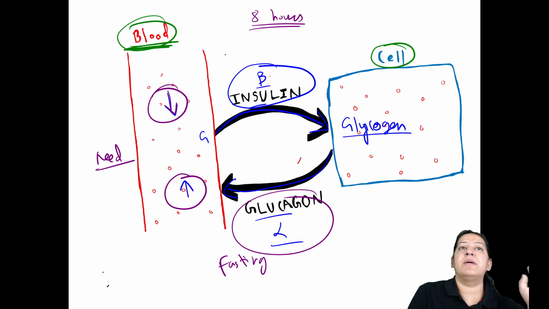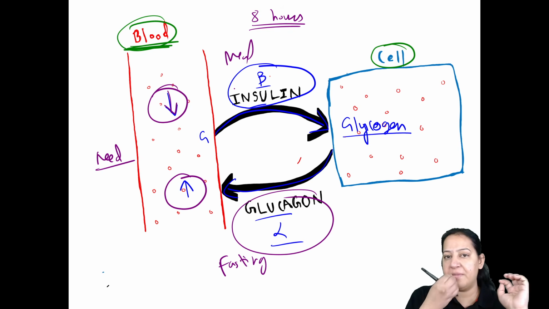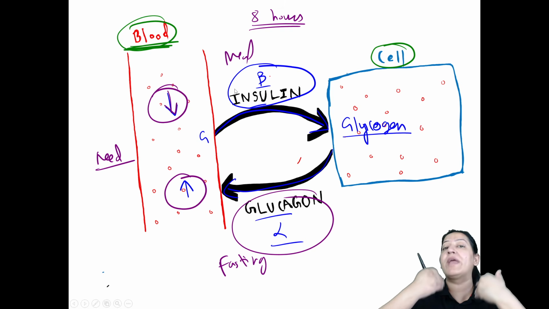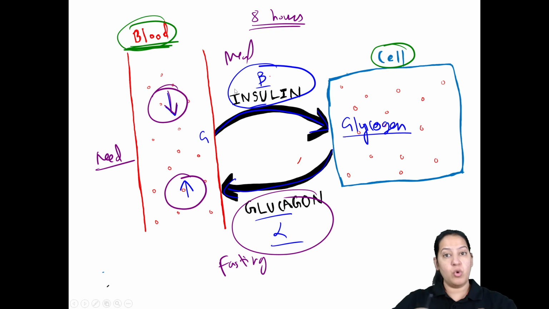And the reverse will happen just after the meal. If I am having my breakfast, lunch, dinner, these are the three major meals normal human beings take. So after breakfast, lunch or dinner, when I am eating anything, the food goes into my GIT. From the food, the glucose is absorbed from the GIT and the glucose will go into the blood.